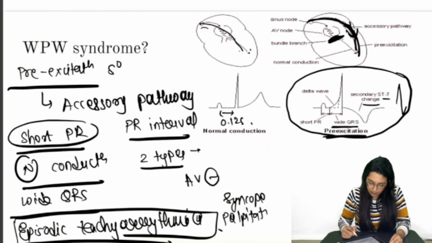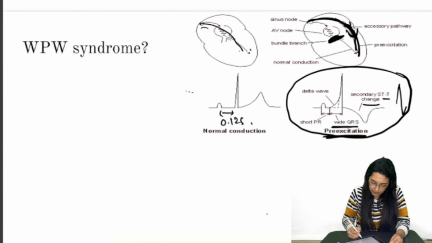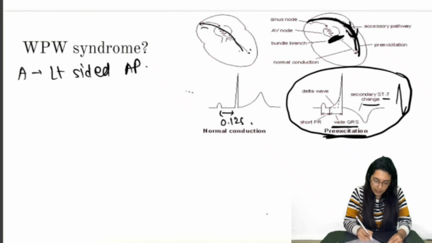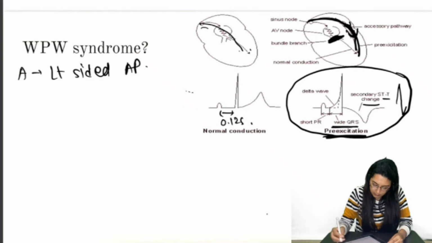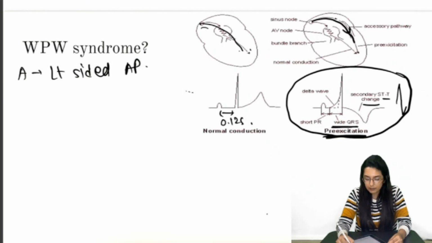Now, one more thing I wanted to discuss here is that there are two types of WPW syndrome. Type A is the left-sided accessory pathway. As you can see, this is the left-sided accessory pathway, on the left side.